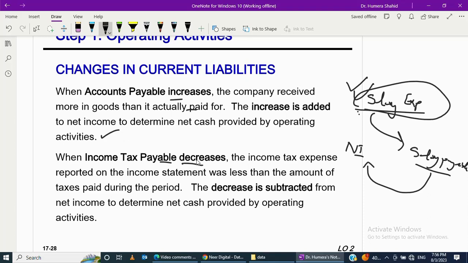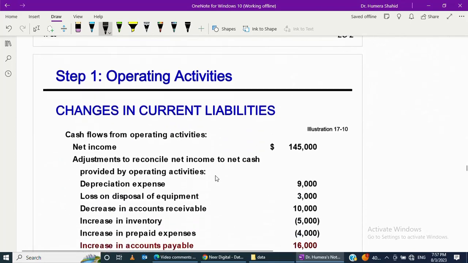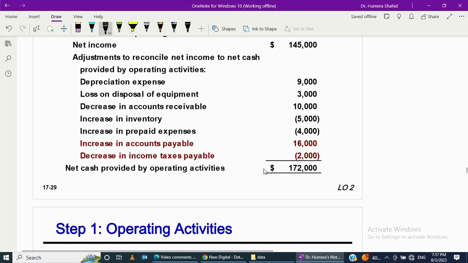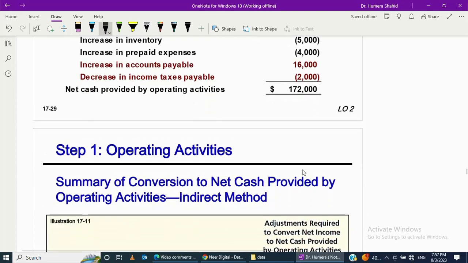It means that for the last year income tax expense you also paid. So you not only paid for current year income tax expense, you also paid for the last year income tax expense. So that's why you need to minus it. When the income tax expense reported on the income statement was less than the amount of tax paid during the year, the decrease in the income tax payable is subtracted so that we have actual balance of cash flow from the operating activities. So when liability increases, we add it. When liability decreases, we minus it. So we did both of them, and then finally we have net cash provided by operating activities.